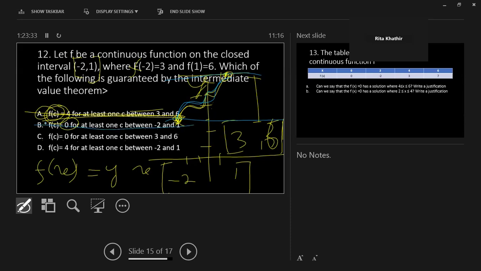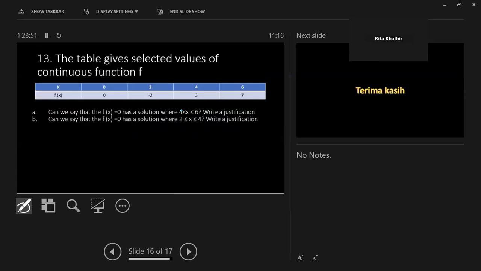So now, f of C equals 0 for at least? No. And how about D? Yes, of course, between 3 and 6, you can have 4. Okay. That is the way of thinking.